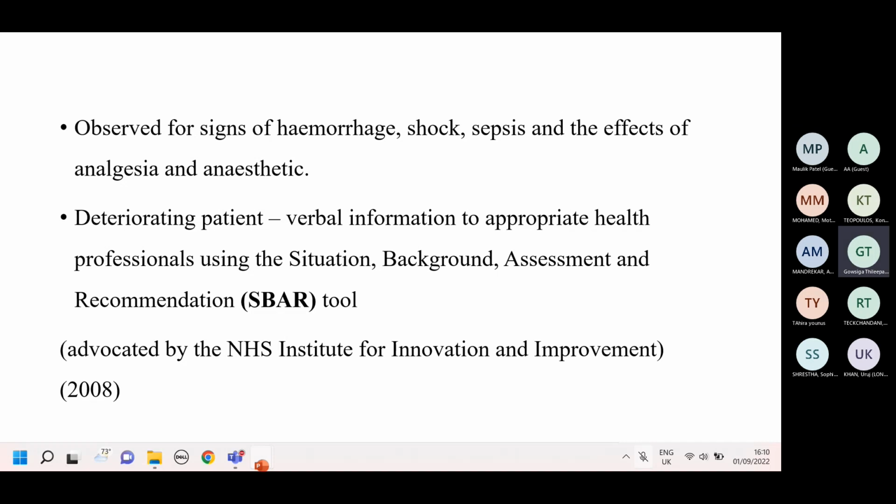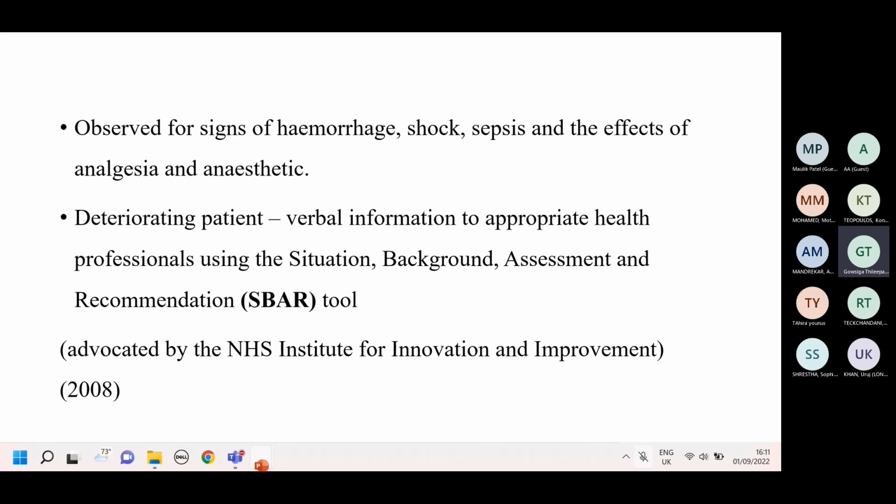We can observe signs of hemorrhage with this chart. We can detect early deterioration because of hemorrhage, shock, sepsis, or the effects of analgesia or anesthetic. If a deteriorating patient is detected, then it should be appropriately escalated to the appropriate health professional using the SBAR tool. I think you all are familiar with that.